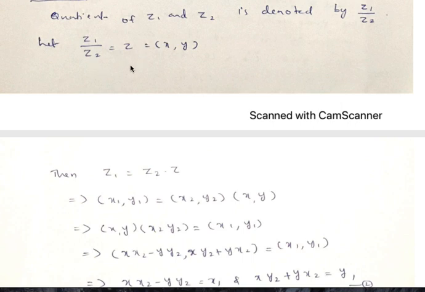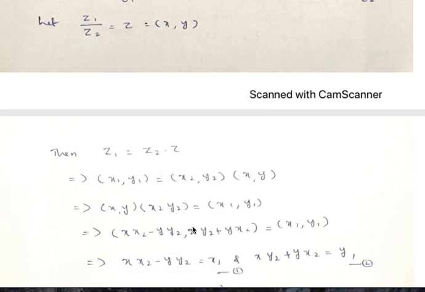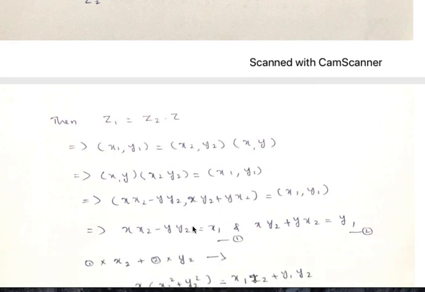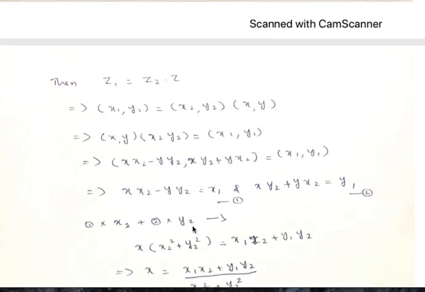Now z1 over z2 is z, right? So you can write z1 as z2 times z. Now you use the complex standard form for both the sides. So you'll be getting x y times x2 y2 is equal to x1 y1. Now use the definition of product. You will be having here x x2 minus y y2 comma x y2 plus y x2. This is equal to x1 y1.